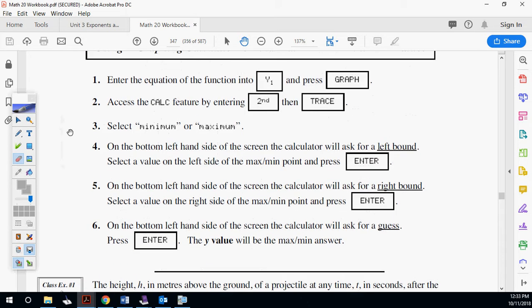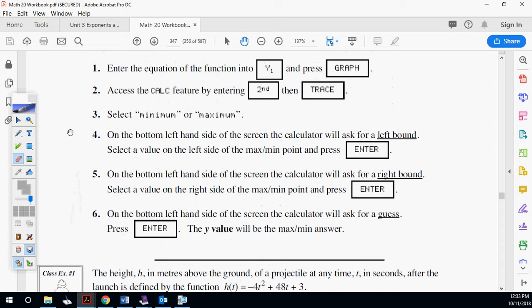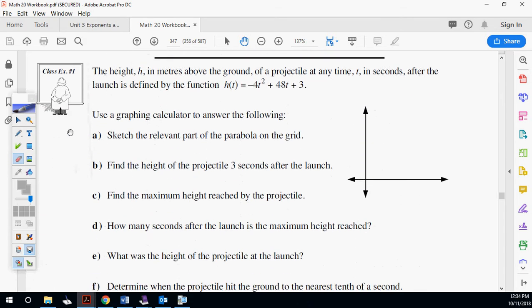Okay, so this is how you find a max or min. So you go through, these are the steps to doing so. Let's just go down here and do one here, because I won't read it to you. It's a little bit easier if I just do it. So let's go and do this one. Okay, negative 4t squared plus 48t plus 3.